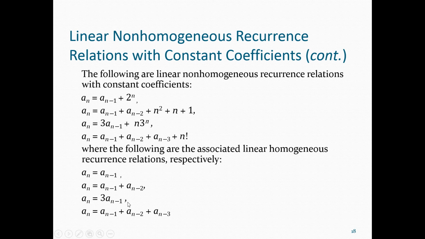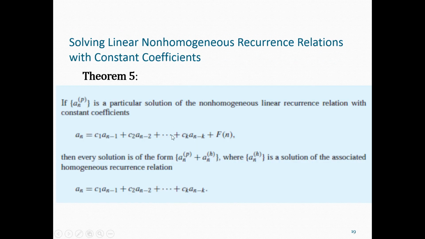Associated homogeneous recurrence relations of all these relations respectively. Okay, so the associated homogeneous of this is this, of this is this, the third one is this, and the fourth one is this. Okay. Now, theorem number 5: how to solve non-homogeneous linear recurrence relations with constant coefficients.